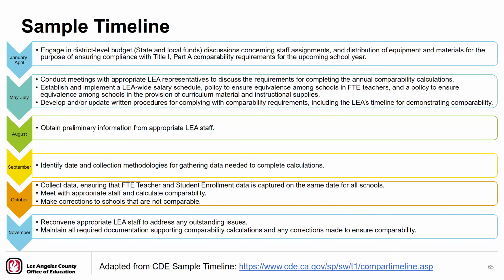So here we've included a sample timeline for determining comparability. And so this sample is based on a CDE sample timeline that can be accessed at the link provided. And so it's important for LEAs to establish a timeline to determine comparability. And so early determination of comparability, again, allows the LEA to make adjustments with the least amount of disruption. And again, it's recommended that the calculations and any needed adjustments are completed by October 31st of each year.